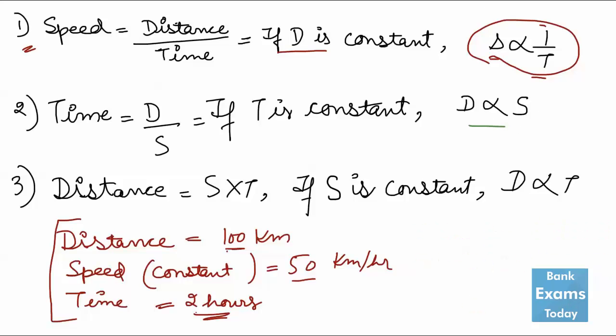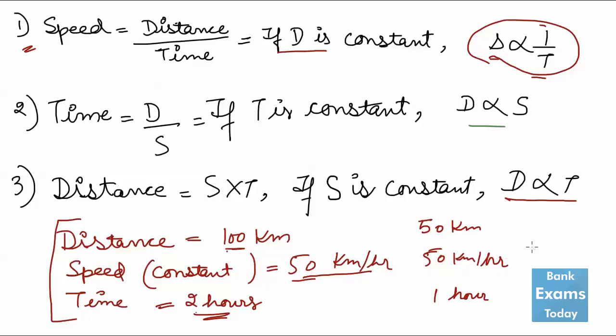So the last derivation: distance is equal to speed multiplied by time. In case the speed is constant, the distance is directly proportionate to time. Let's explain with an example. If the speed is 50 kilometers per hour, constant, and we have to cover 50 kilometers, we can cover the 50 kilometers in 1 hour.